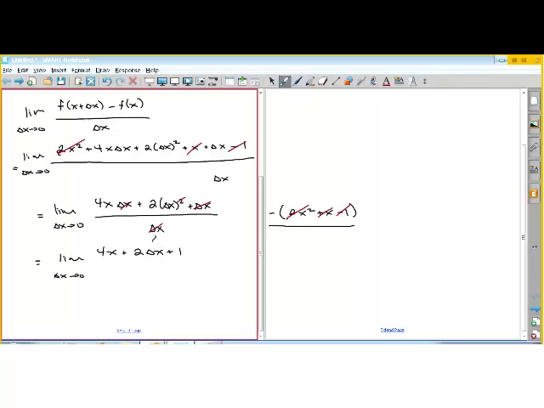Okay, now when delta x goes to 0, this goes to 0. So we take the limit. This goes to 0. These are not affected because this doesn't have any delta x and this doesn't have any delta x. So the final answer is 4x plus 1, which is the correct answer.